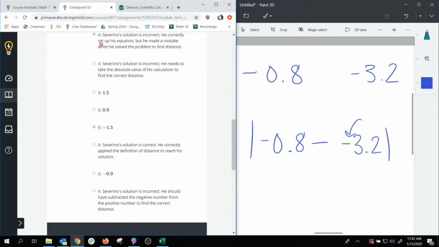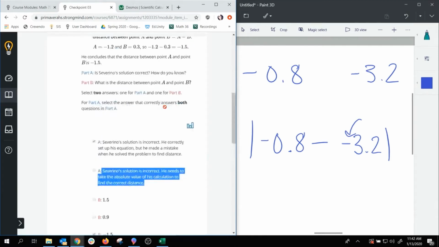He did not correctly set up his equation, right? Because he forgot the absolute value signs. That's a part of it. He needs to take the absolute value of his calculation to find the correct distance. So this one right here, he's missing those absolute value signs.